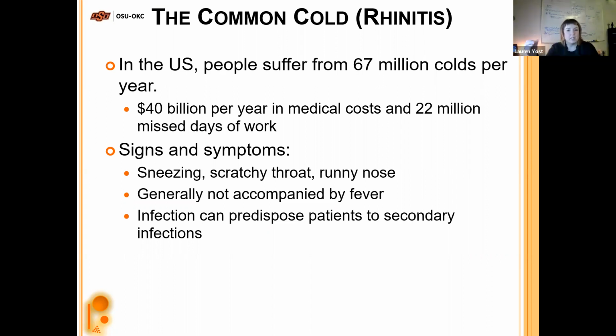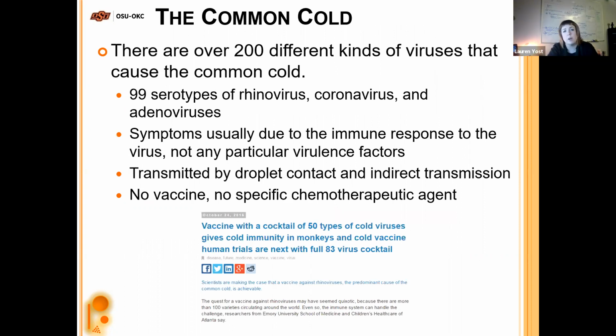Then we have the signs and symptoms associated with it. If you don't know these, I don't know where you're from. Sneezing, scratchy throat, runny nose, typically no fever, and this can predispose people to secondary infections, infection with bacteria that'll be opportunistic due to the inflammation in the area, infection caused by a virus typically causing the cold.